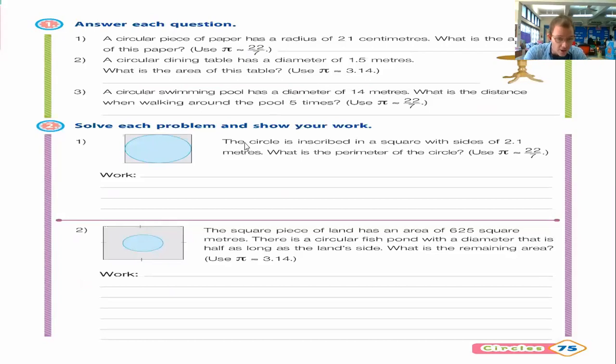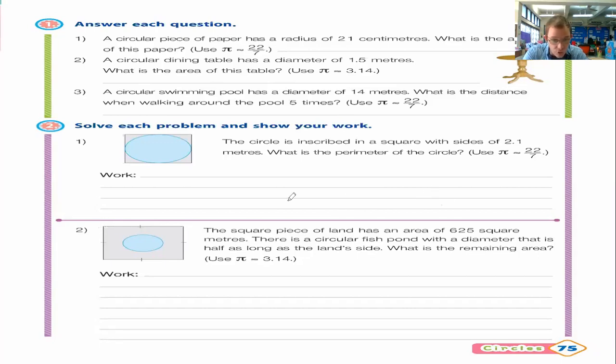Okay. Let's quickly look at number 2 at the bottom and see if we can solve this one in 3 minutes. So the square piece of land has an area of 625 square meters. There is a circular fish pond with a diameter that is half as long as the land's side. What is the remaining area? How will we do this calculation? So this is a quite tricky one, but if we read carefully, we can easily see what to do.